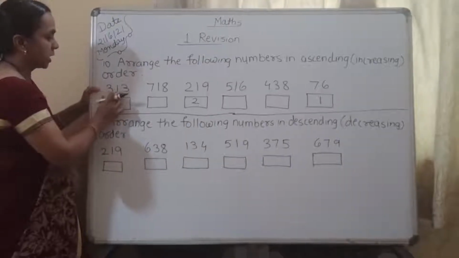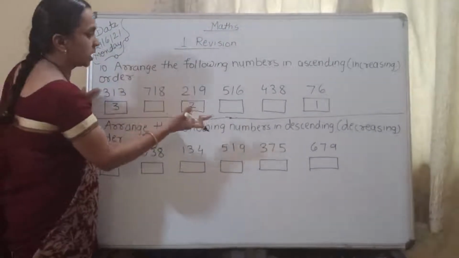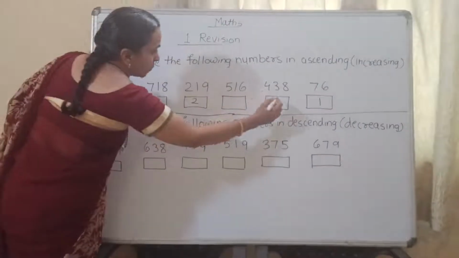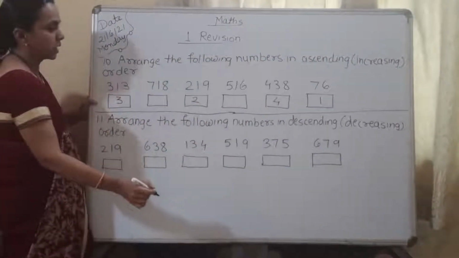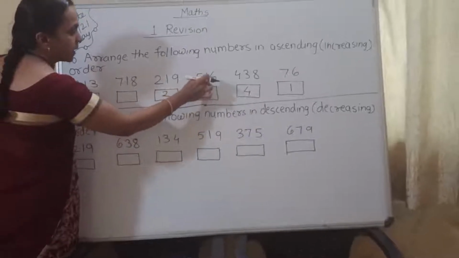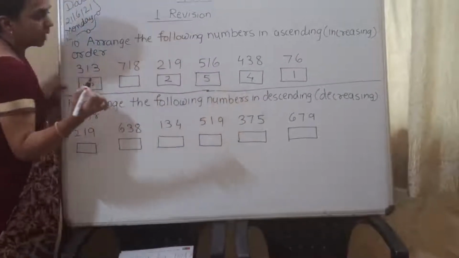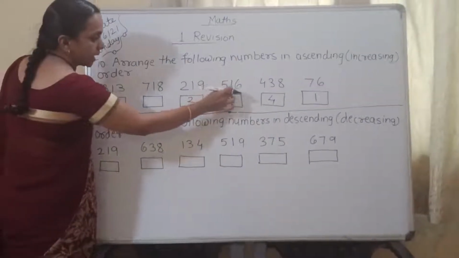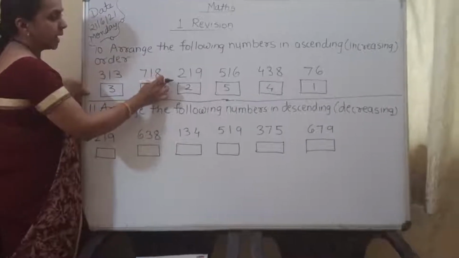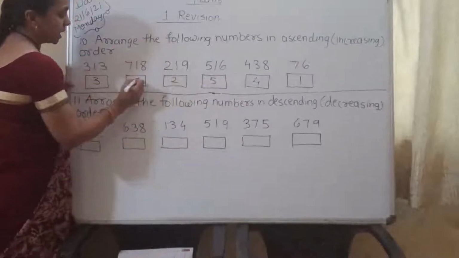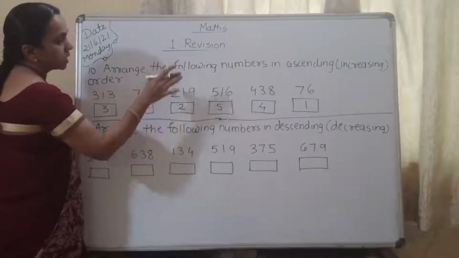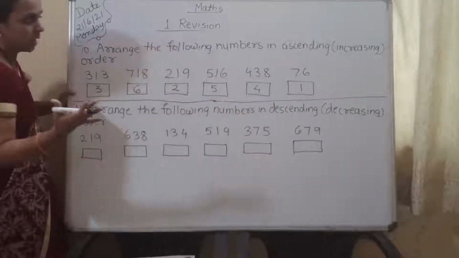Then 313. Bigger than 313, which number is there? 438. So we have to write down here 4. Then bigger than 438, which number is there? 560. So we have to write down here 5. Then bigger than this 560, which number is there? 718. So we have to write here 6. So in this way we arranged these numbers in ascending order.